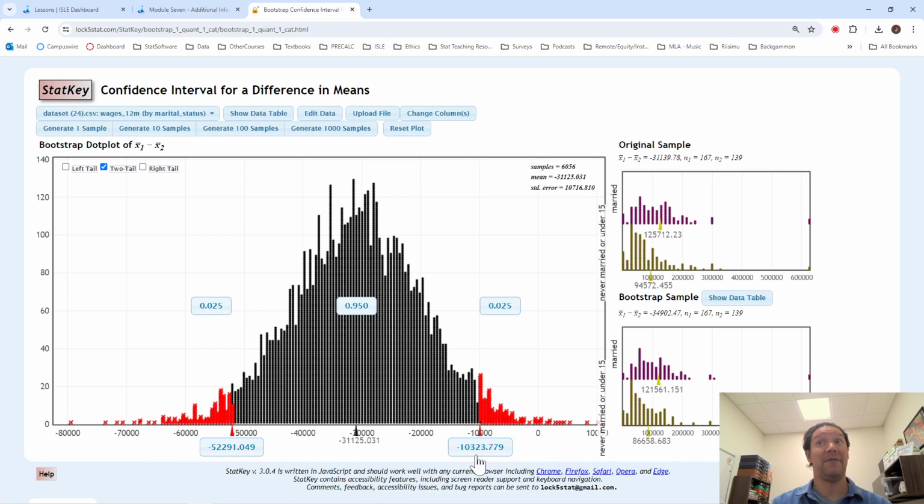But definitely married people are making more money than never married. How much more on average? We're not sure. Somewhere between 10,000 and 52,000.